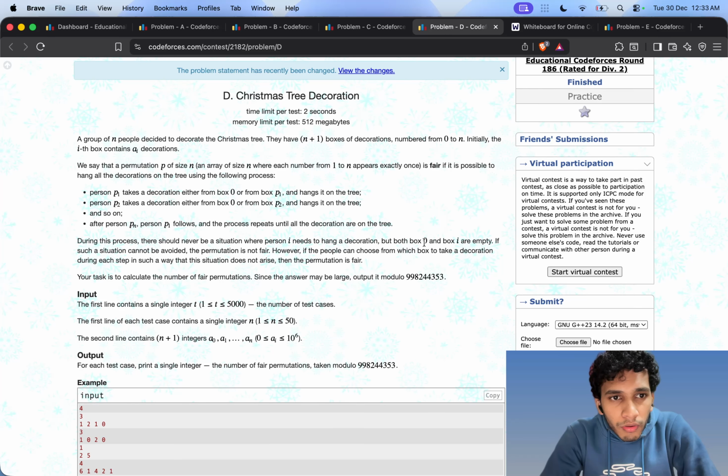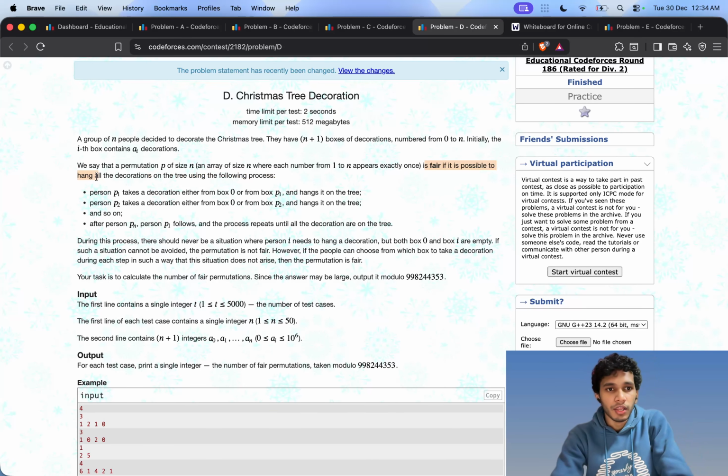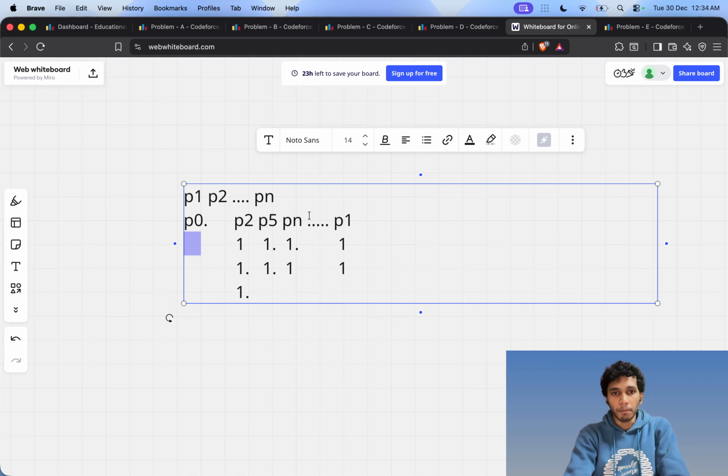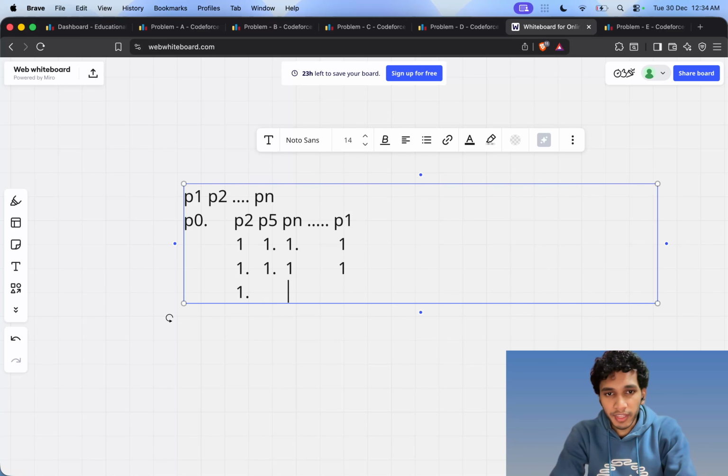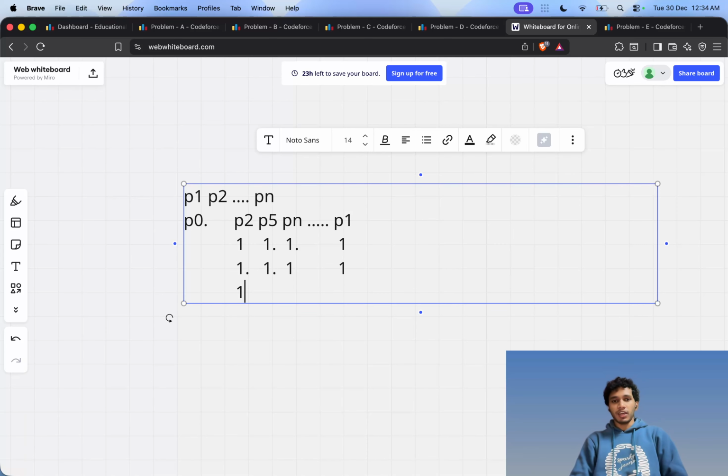Okay, so here it is. The problem statement says that our permutation is fair if and only if it is possible to hang all the decorations. That is, decorations for P0, P1, P2, every one of them has been utilized. So here we come to a point where P5 does not have a decoration and P0 also does not have a decoration. So everyone from Pn to P1 should also not have a decoration. Then only this particular permutation will be fair. Now let's analyze the scenarios for a fair permutation.